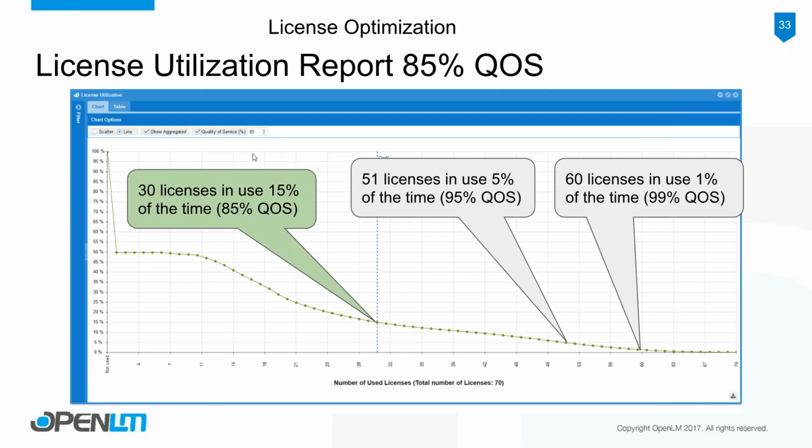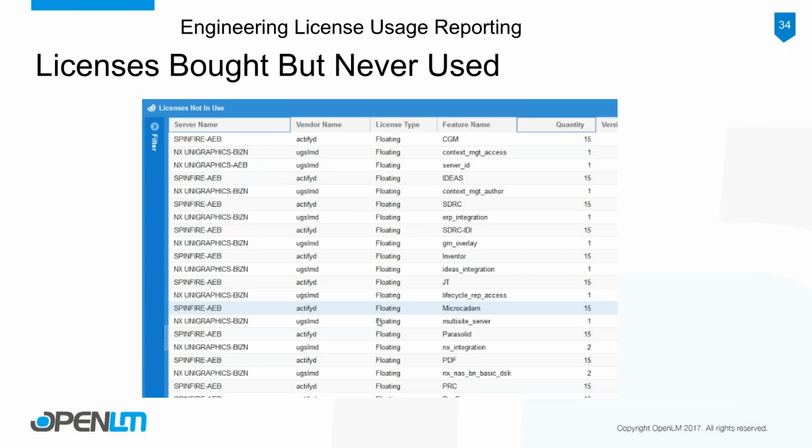Now let's take a look at the 85%, which means that it needs only 30 licenses and not 70 licenses. Now this shows you how many licenses you actually need to buy. So the licenses not in use report shows this in a more direct way. Let's say that you bought 40 licenses for a certain product, but never used more than 25 at the same time. So this happens a lot in OpenLM's licenses not in use.